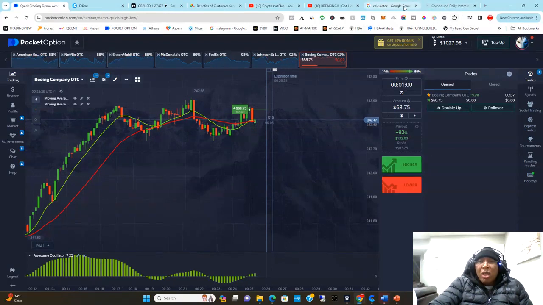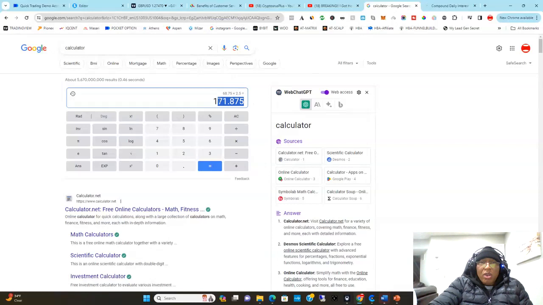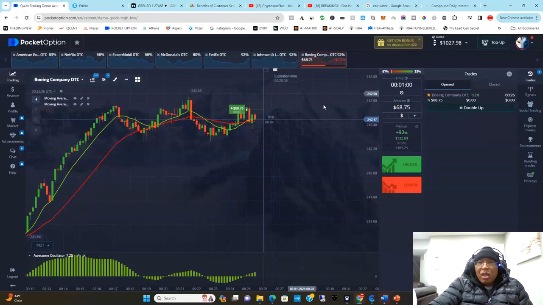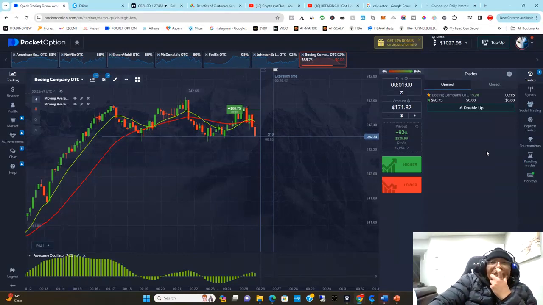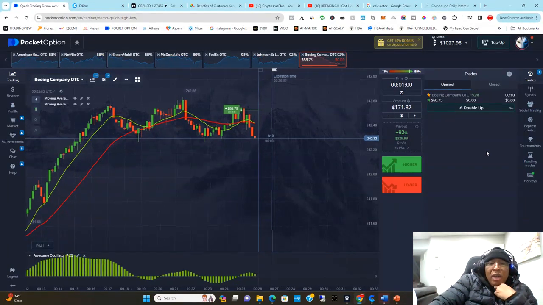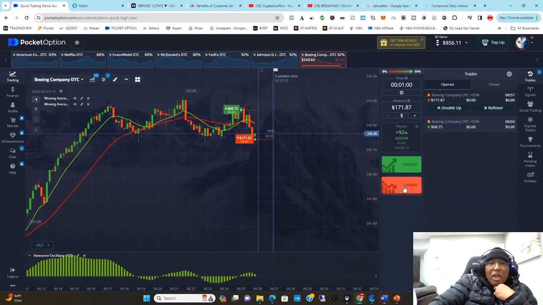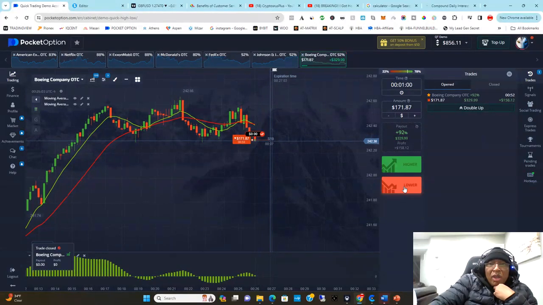So the next one is this one here. So we're going to trade this one. 171.875. So that would be our next number here, because this one has escaped from us. That's our next one. Yeah, that went way, way opposite. So we decided to take this one in the opposite direction.